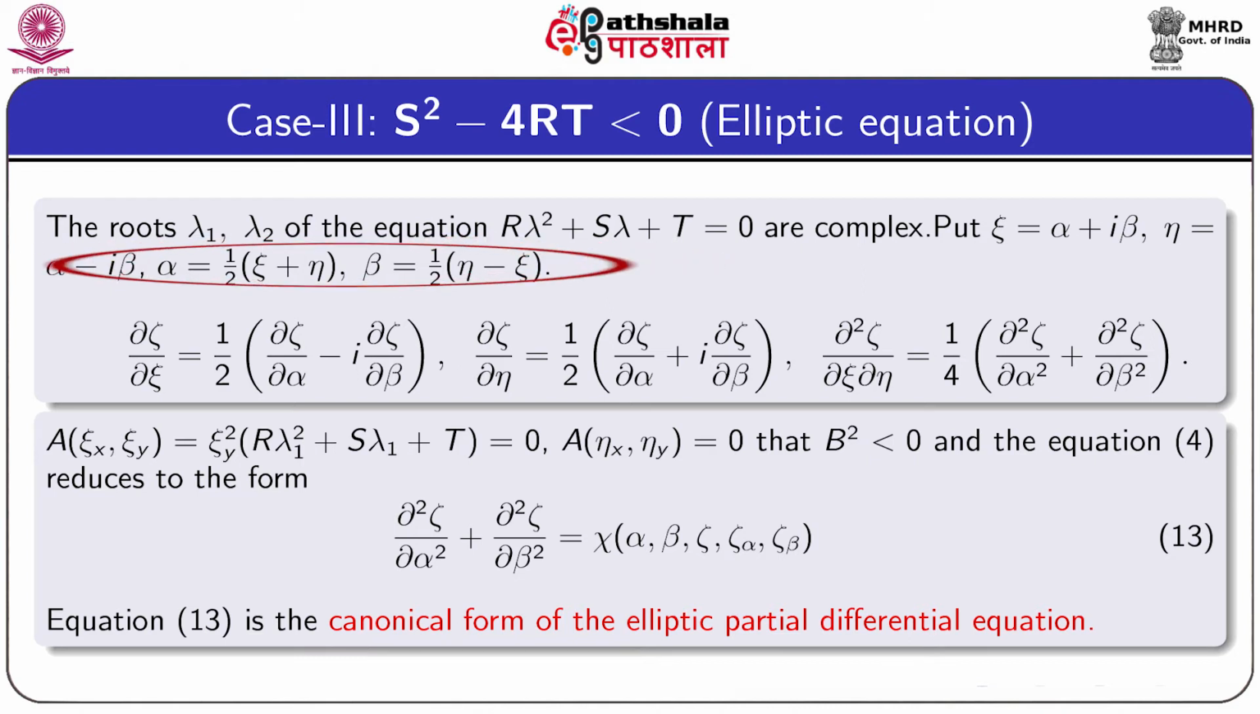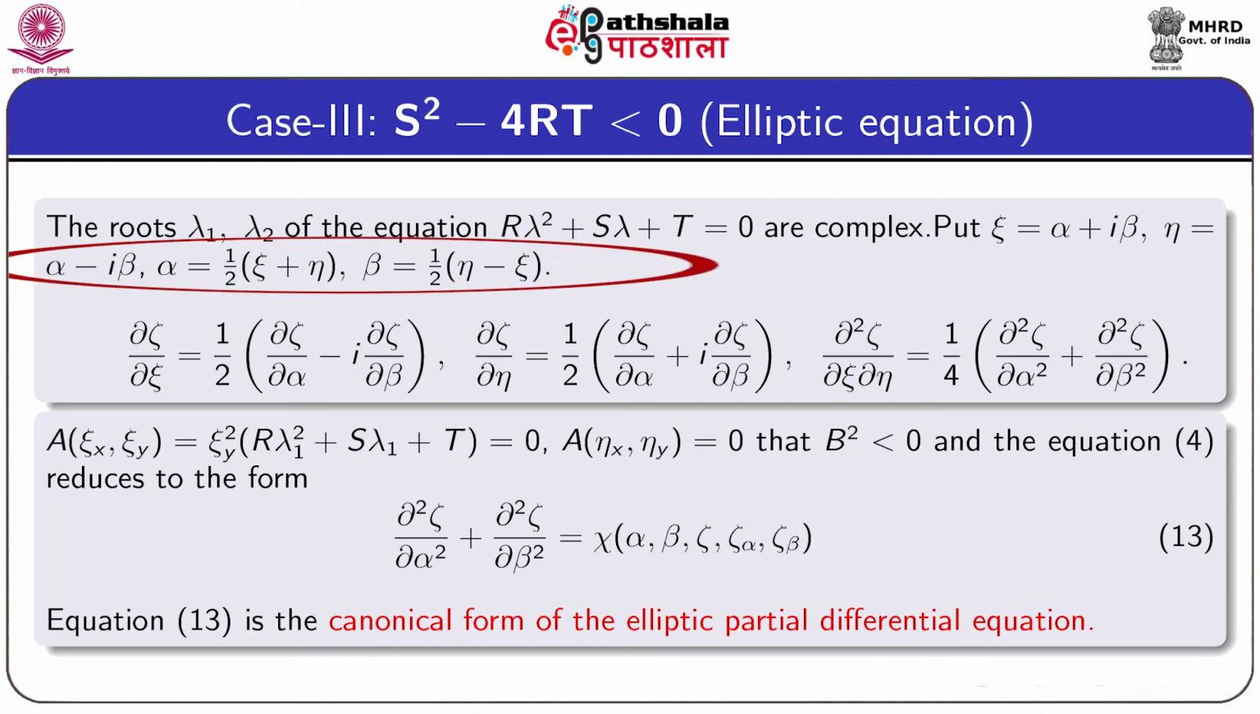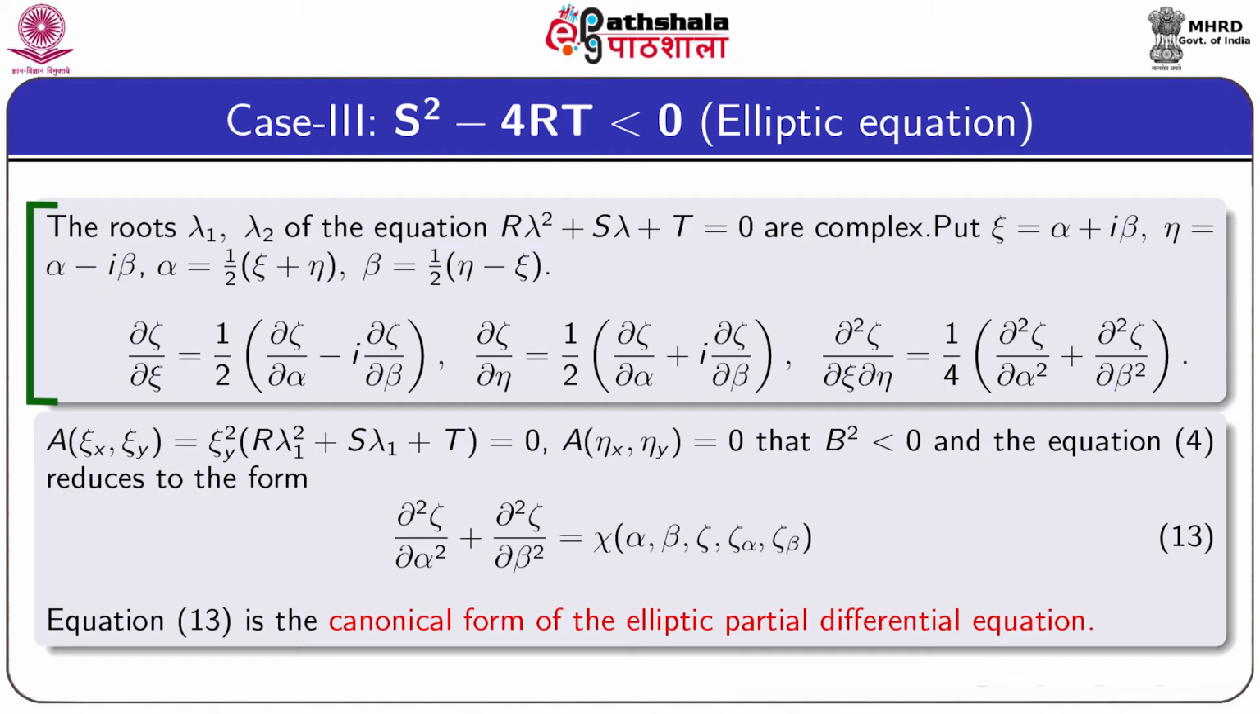So, let us take alpha equals half of xi plus eta and beta equal to half of eta plus xi. This transformation is required because xi and eta are not real quantities, but we want to get the equation in real variables. If we do this transformation, alpha and beta become real. Now, we want to write the equation in terms of the real variables alpha and beta.